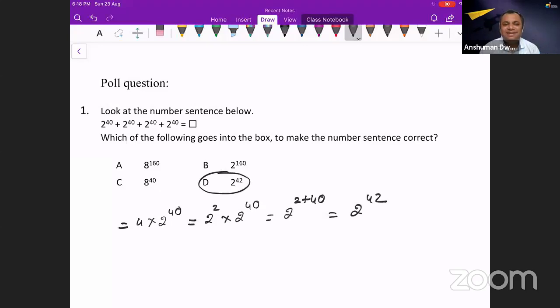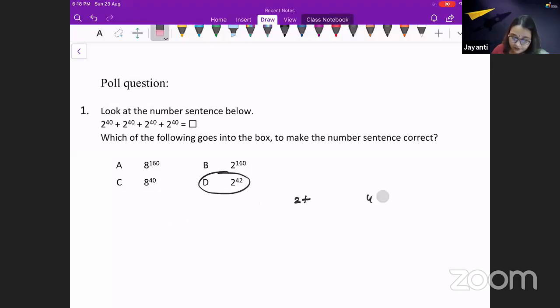Did you understand, children? Can you raise your hands if you understood this? Ma'am, could you explain once again? I think Sadhana could not understand that. Okay, so Sadhana, let me do it again for you.